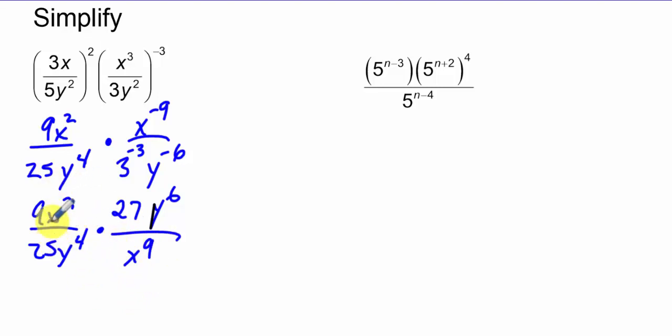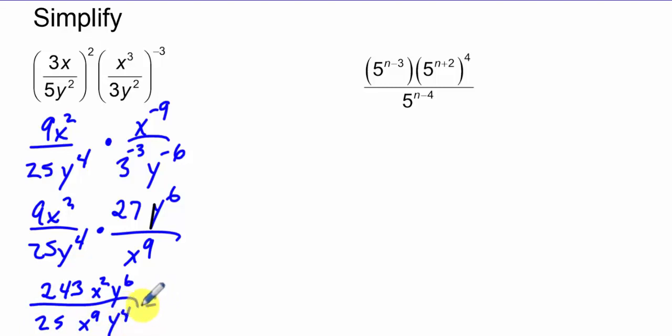So we're going to take 9, multiply that by 27, and let's see, 9 times 27 is going to be 243. Bring this down here to 243. And then I'm going to just keep the x squared here, the y to the 6th here, keep the 25 on the bottom, x to the 9th, and y to the 4th. Now, we've got a division here. Obviously, 243 and 25 don't reduce.